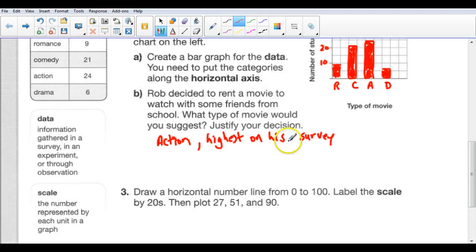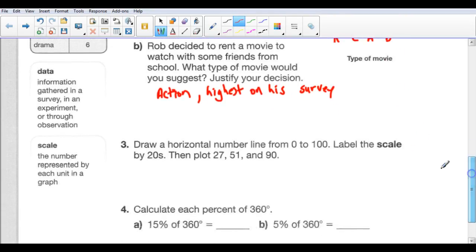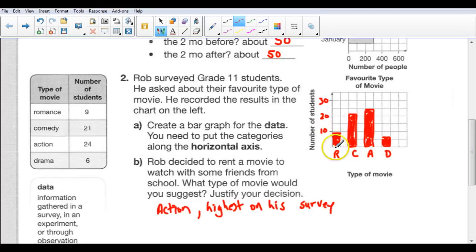Okay, pretty simple. Okay, look at these definitions on here, data and scale. Okay, make sure you understand them. Number 3, draw a horizontal number line from 0 to 100, label the scale by 20s, then plot 27, 51, and 90. So as you can see up in here on this bar graph, we did the scale by 10s, 10, 20, 30. Well, actually each one of these squares was 5.